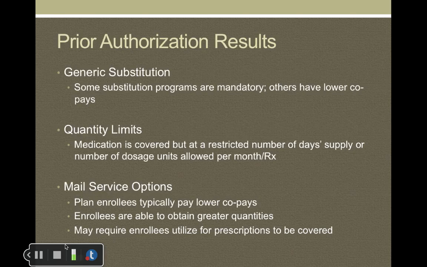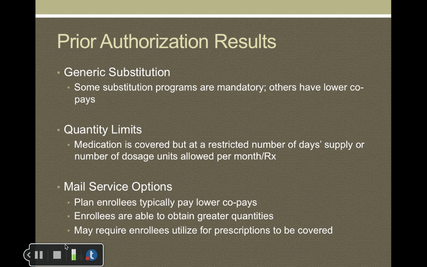All right, so prior authorization results. There are a few different things that can happen. Sometimes they're just not going to be approved. So generic substitution may be mandatory. If a prescriber writes for Prevacid, the insurance company may require that they switch to a generic PPI instead. Or certain generics might have lower copayments than others if they're a more cost-effective generic.